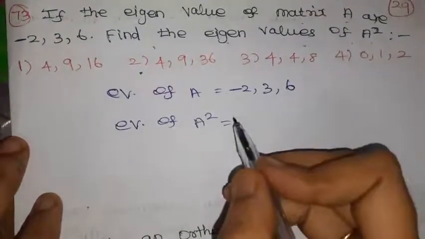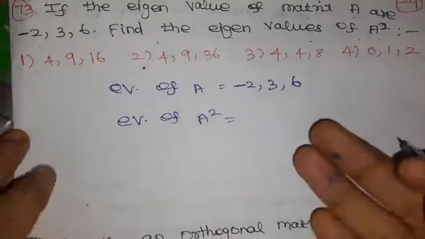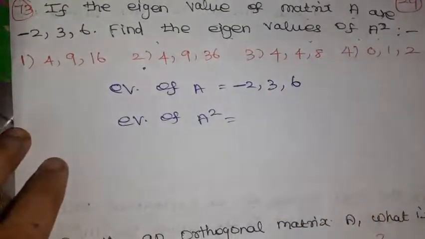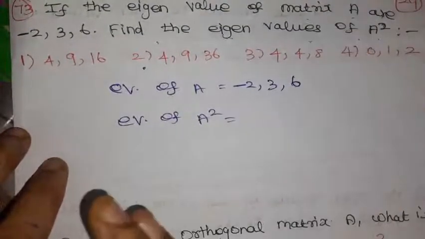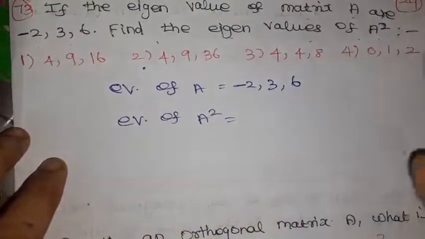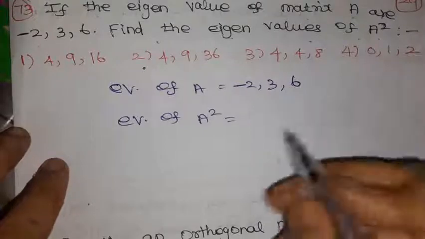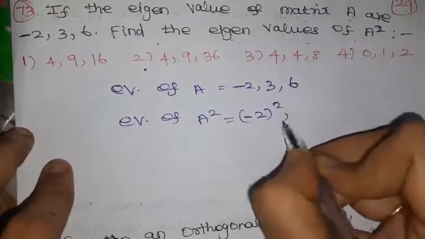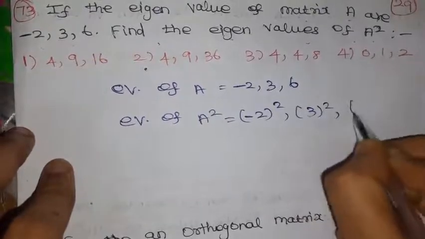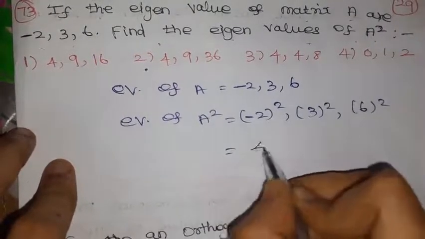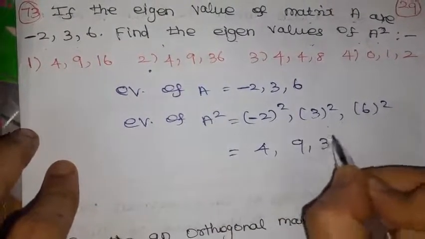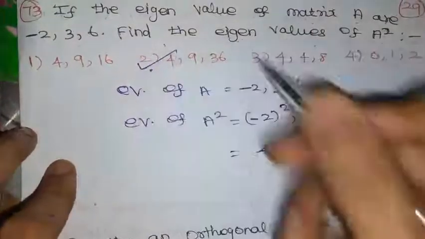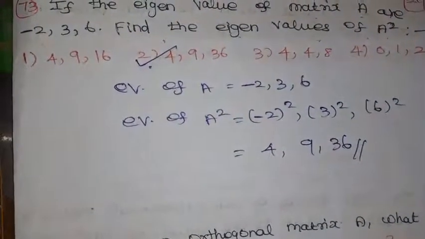So if lambda 1, lambda 2 up to lambda n, for example, are the eigenvalues of A, then the eigenvalues of A squared are nothing but lambda 1 squared, lambda 2 squared, up to lambda n squared. So similarly, minus 2 the whole squared, 3 squared, 6 squared. What will we get? 4, 9, 36. Option 2 is the right option.